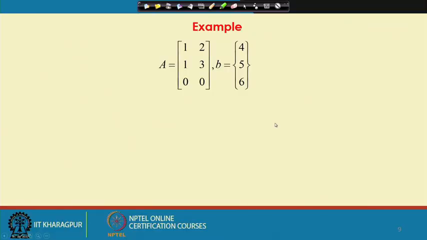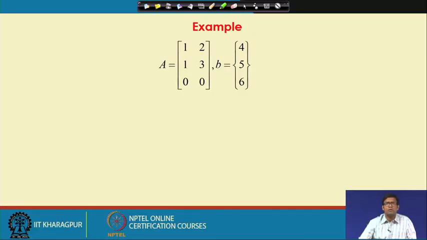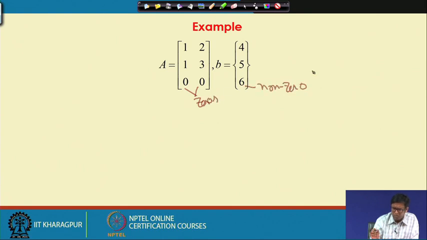So, look into an example quickly before we finish. Take the matrix A with columns 1 1 0 and 2 3 0, and b is 4 5 6. You can quickly check that these are zeros and this is non-zero. So, the columns of A have a 0 in the third component, and b has a non-zero third component. So, b really does not lie in the column space of A. b is an independent vector of the column space.